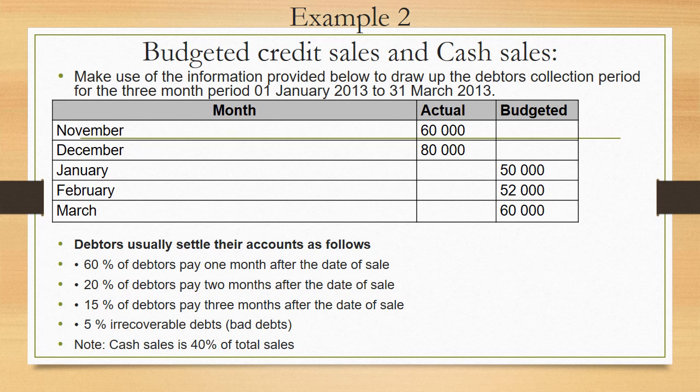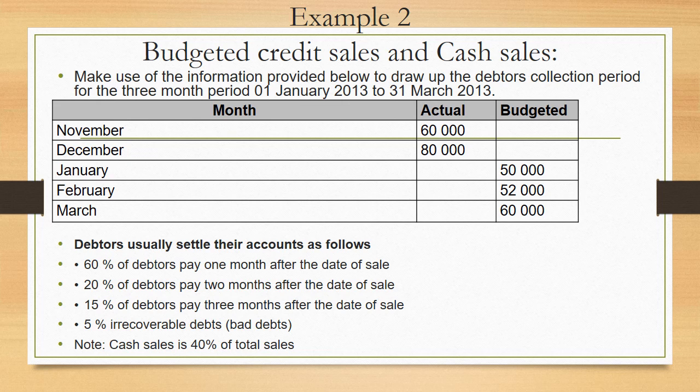This point is very important, guys. Make sure that you understood it, because if you make a mistake on this one, your debtors collection schedule will be all wrong. It's saying 60% pay 1 month after the date of the sale. This means that if a debtor does a credit sale in November, they'll start paying for those sales in December. Unlike the other example, whereby when they bought in November, they started paying in the same month, in this one you purchase in November and then come back and start paying in December for the sales that you took in November.